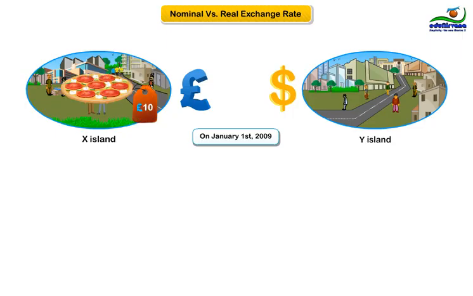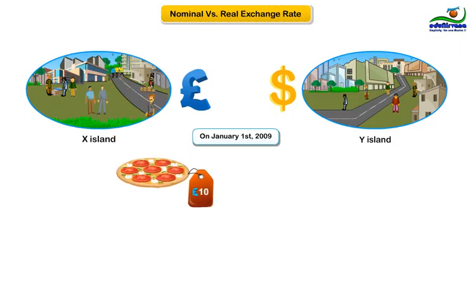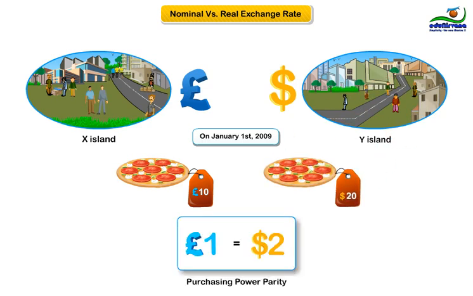Thus, a pizza that costs £10 in X island cost $20 in Y island. According to logic of absolute purchasing power parity, 1 pound must be worth $2. Otherwise, we could make a risk-free profit buying pizza in one market and selling in the other.